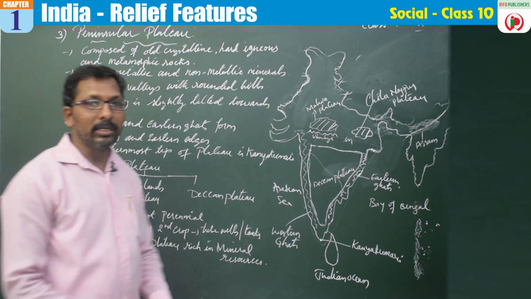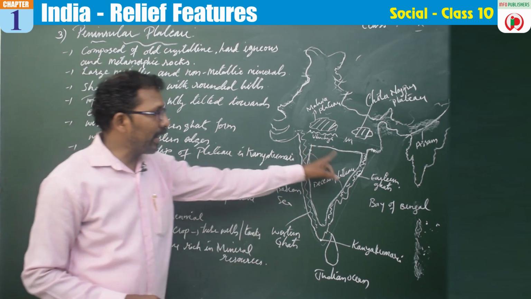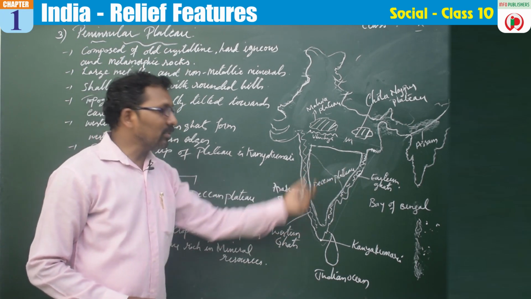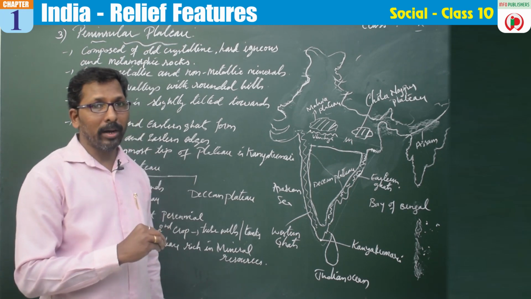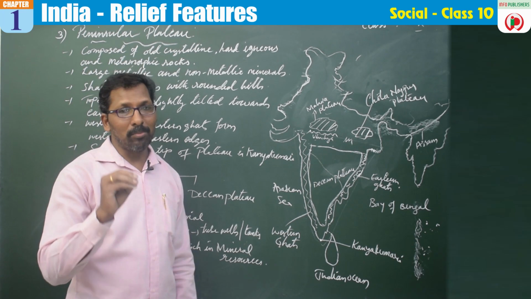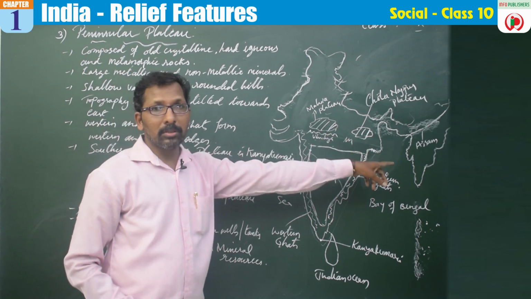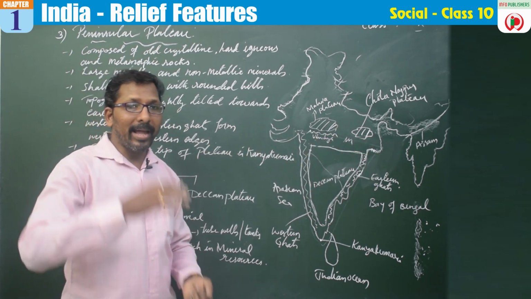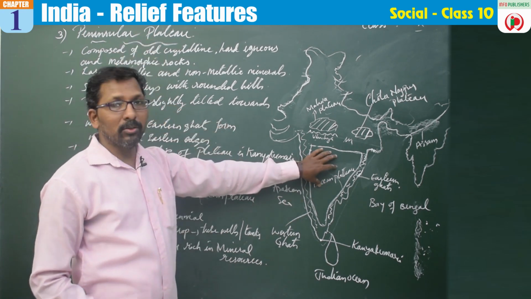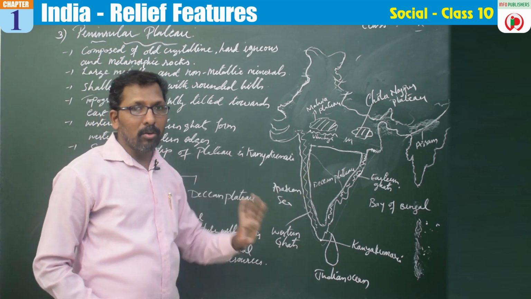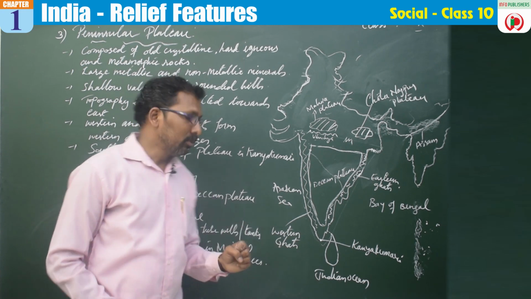Okay, and one more important piece of information about this plateau is that it has rivers, but they are not perennial rivers. They do not have a perennial flow. Why? Because they dry up during the summer season. In the Indo-Gangetic plains, I told you the rivers Indus, Ganga and Brahmaputra flow throughout the year. Why? Because they have their source in the Himalayas. The ice melts and they flow as water. But here in the plateau region, these rivers are not perennial. They dry up during the summer season.